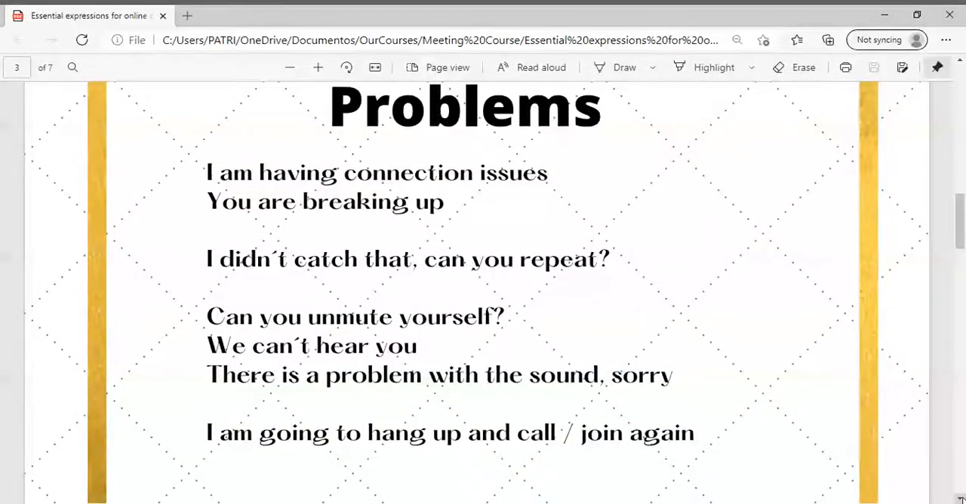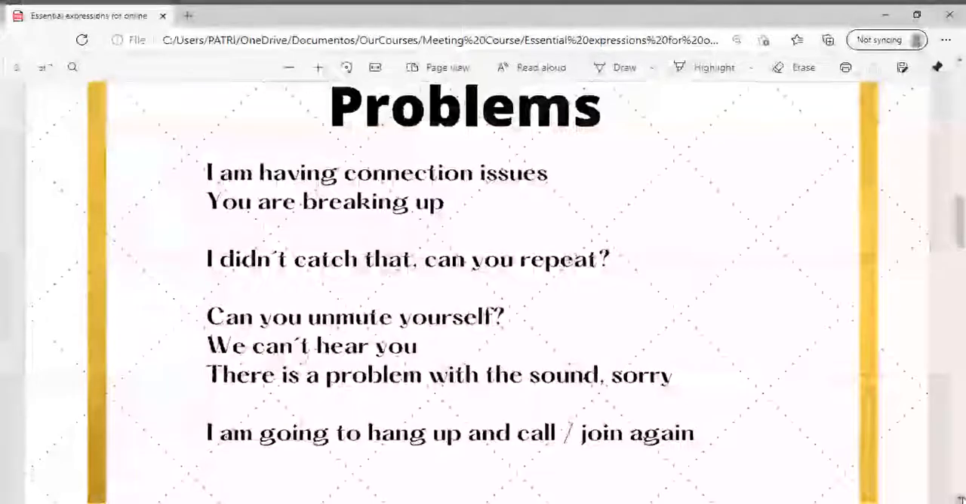I didn't catch that. I love this expression because it can be used instead of saying I didn't understand. So if you don't hear somebody properly, it could be that you don't understand, or it could be the connection, you know. So you can say, I didn't catch that, to mean that you didn't hear properly what the person was saying, or you didn't understand, okay? So in the situation of an online meeting, you can say, I didn't catch that, when you didn't hear what the other person said, and you can ask them to repeat. I didn't catch that. Can you repeat? Okay.